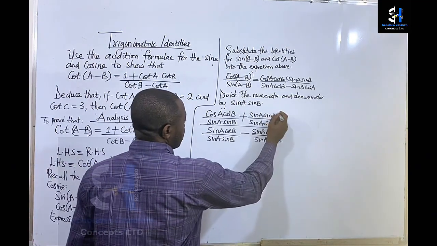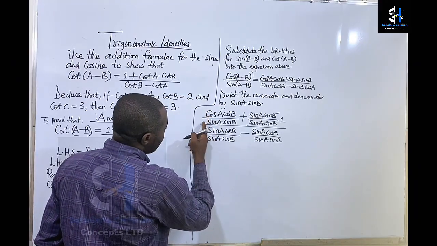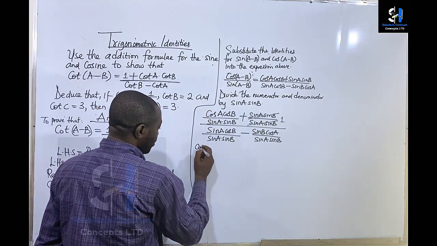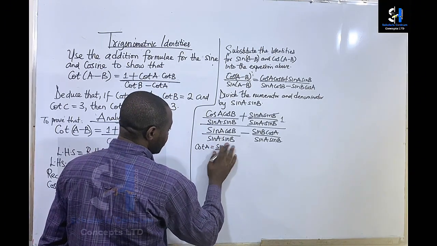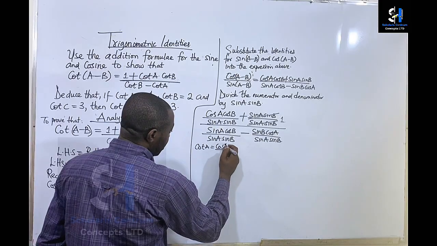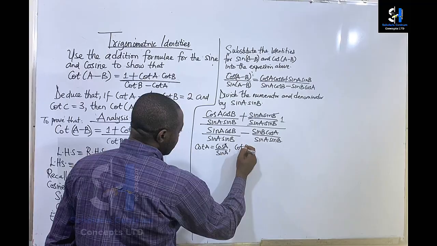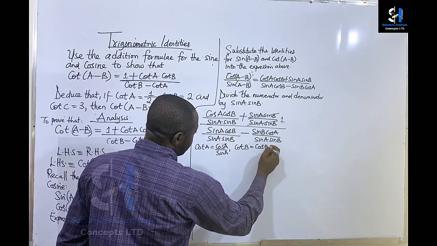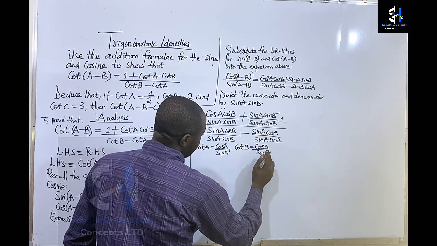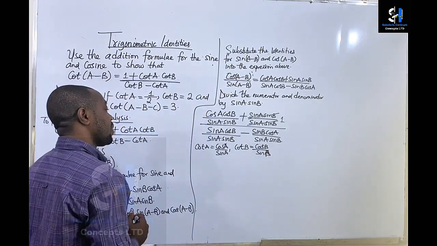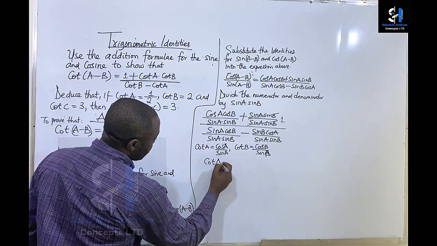In this case, this will cancel out, so we have 1. Let us recall that cotA is cosA over sinA, and cotB is cosB over sinB. Which means cosA over sinA in this case will be cotA.